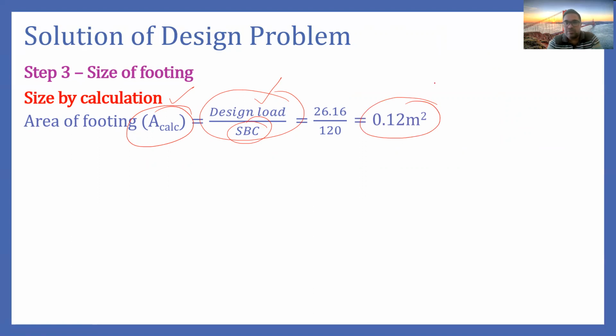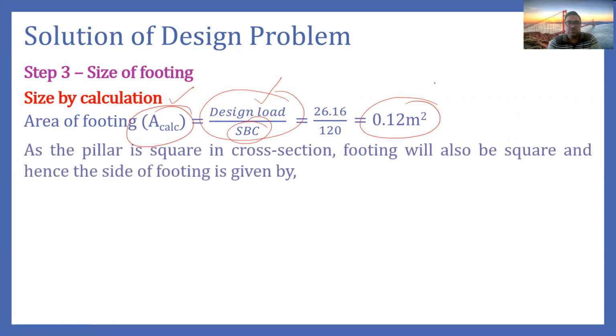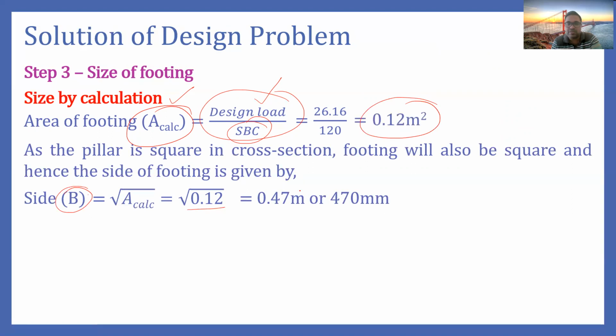And now our brick pillar has a square cross section. It means the foundation will also have a square cross section. So we can calculate the side B of the footing as under root A. So under root A is under root 0.12. Calculating this, we get the value of B as 0.47 meter or 470 mm. And because it is square, the other side will also have the same dimension. This is how we calculate the size of the footing by calculation.